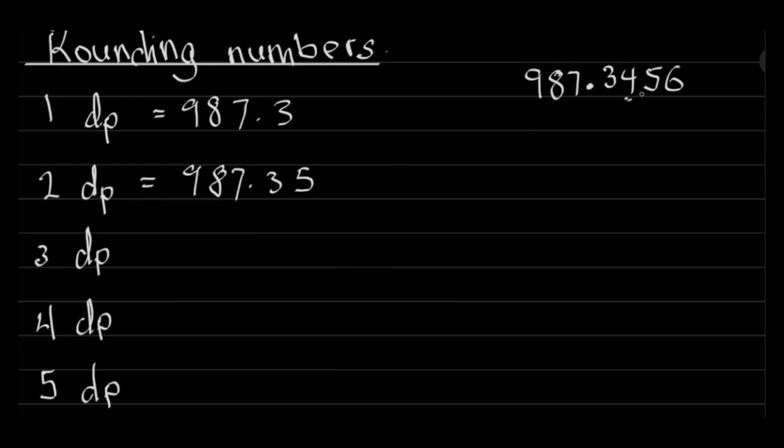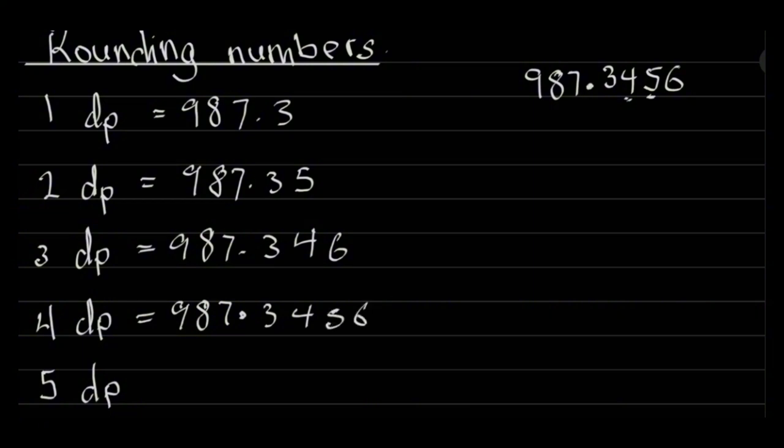If the number after it is 5, 6, 7, 8, 9, so any number greater than 4 will increase the number behind it when it is rounded up to that number. To the 3rd decimal place, our 3rd decimal place is 6, so that is going to give us 987.346. In the same instance, 6 will increase the value of 5 when we round it to the 3rd decimal place. Now to the 4th decimal place, that is going to be 987.3456. There is no number to increase 6 by.